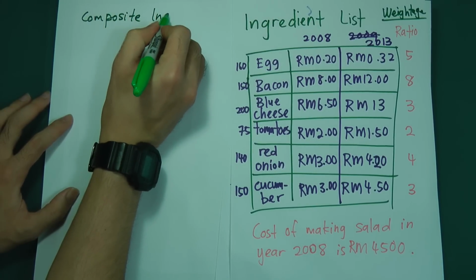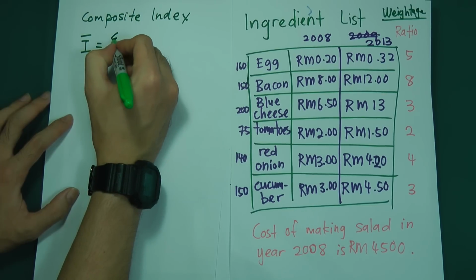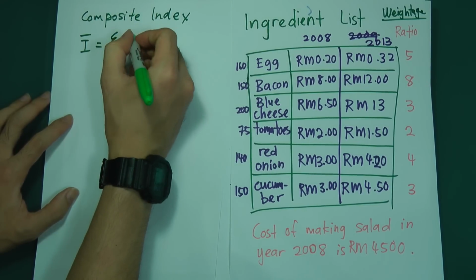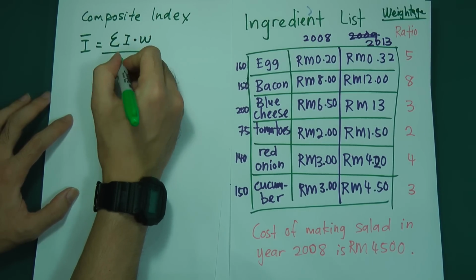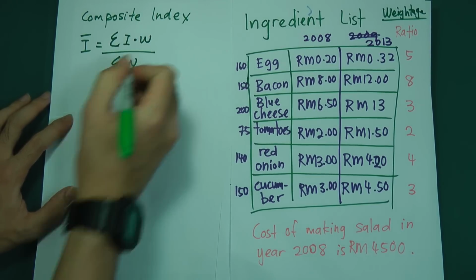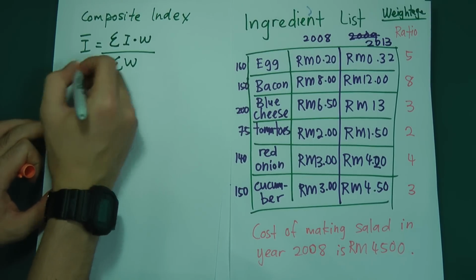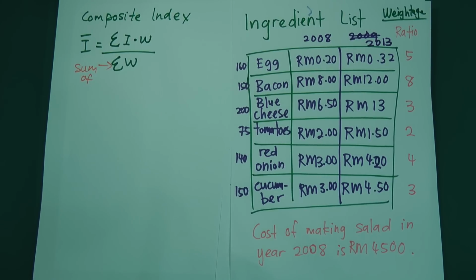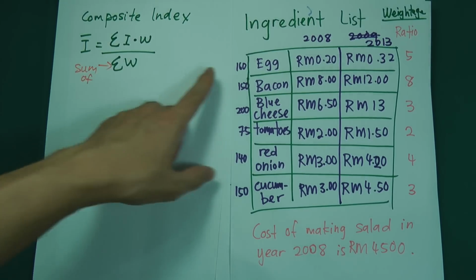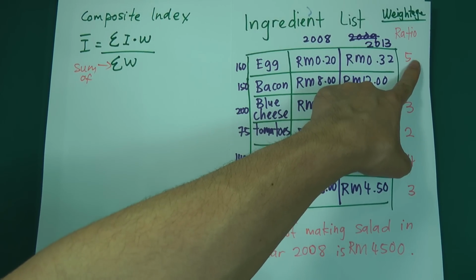Okay, composite index. The symbol looks like this. It will equal the sum of index number multiplied by weightage, divided by total weightage. Of course you have to understand the meaning of this symbol. We call it sum of, meaning add all together. So this is the sum of index number multiplied by weightage.